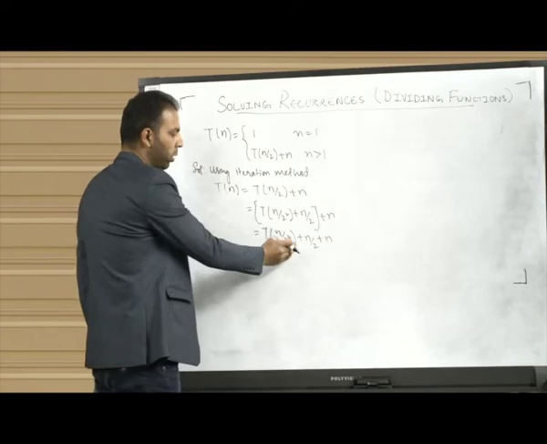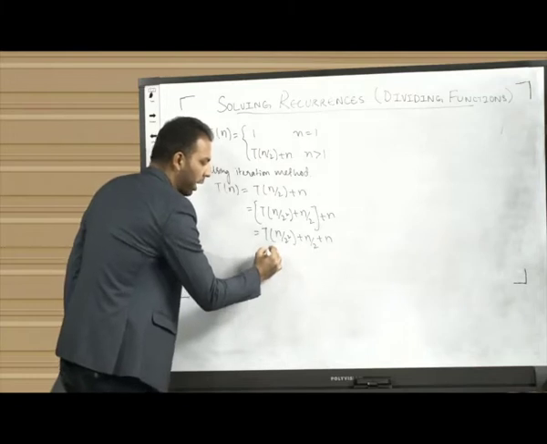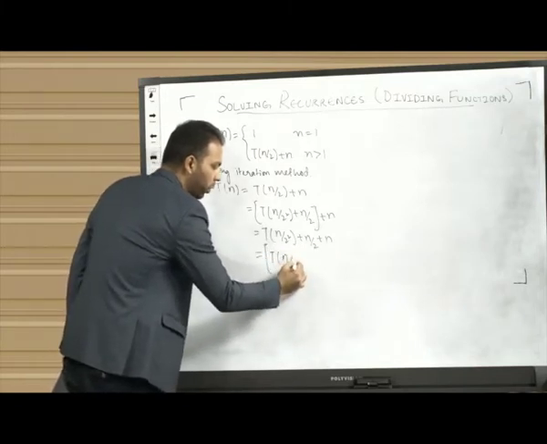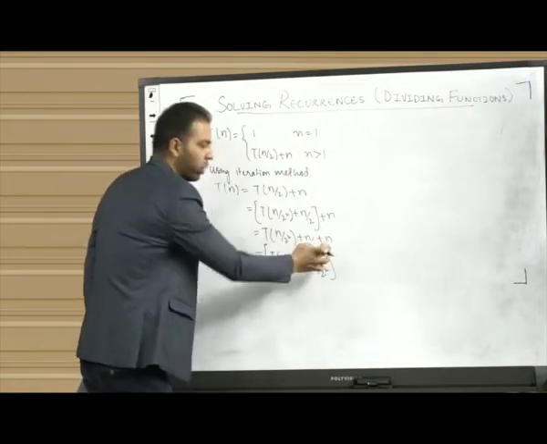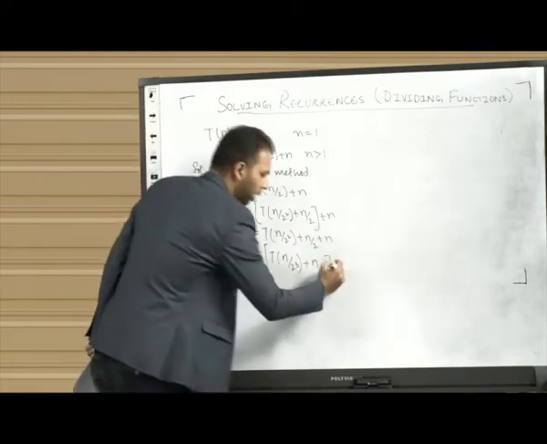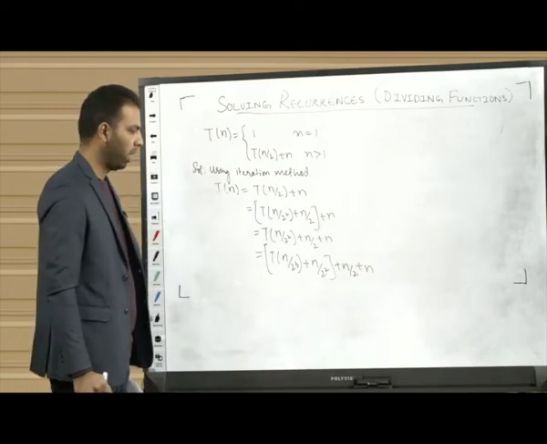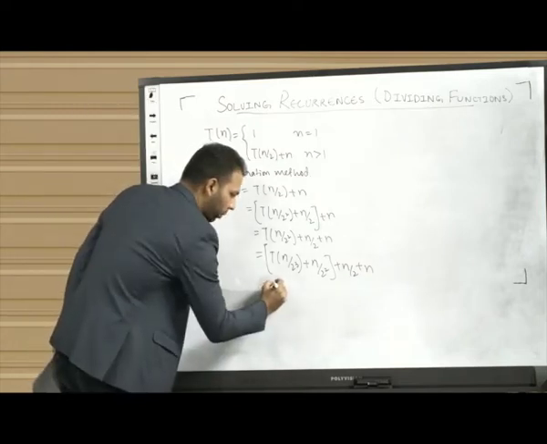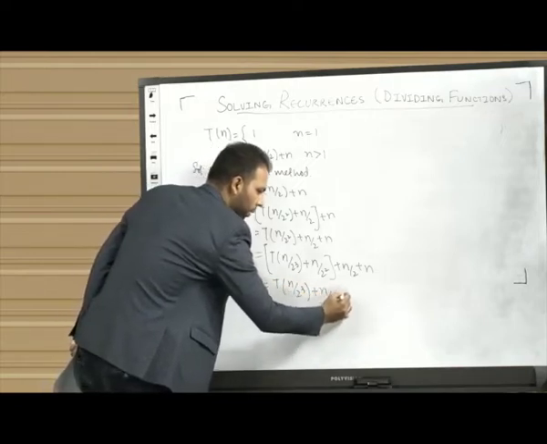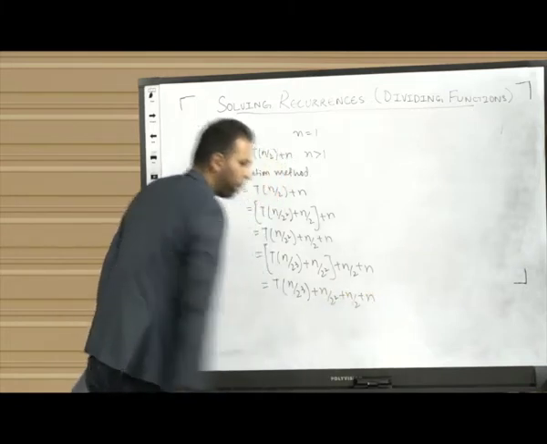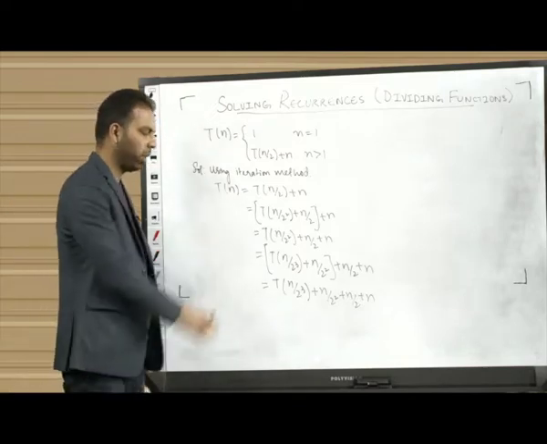Now I'll substitute T of n by 2 square here, I'll go for another iteration and it will be equal to T of n by 2 cube plus n by 2 square, and outside these two terms will remain as they were. It will be plus n by 2 plus n. Okay. I can go again another step, but I think we have a pattern here, we can see it.